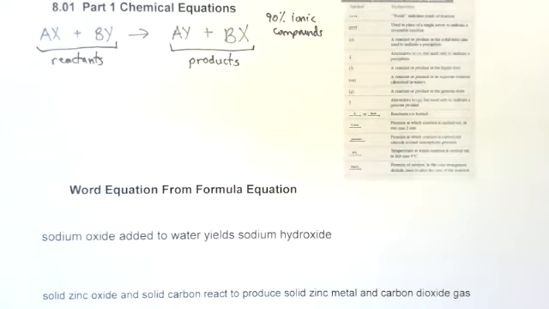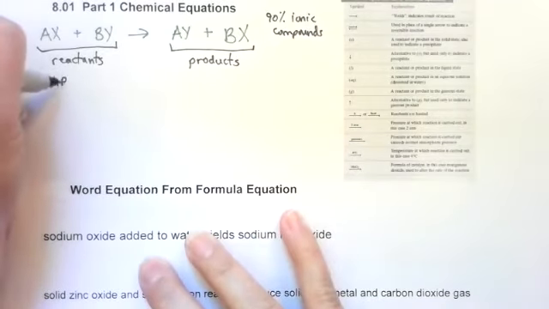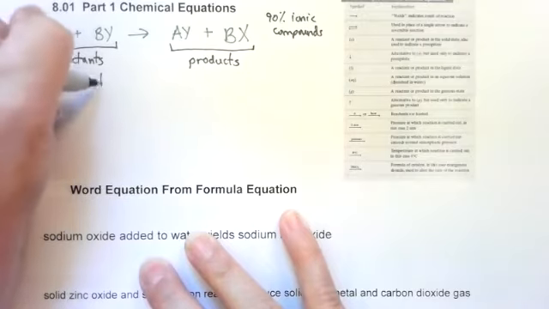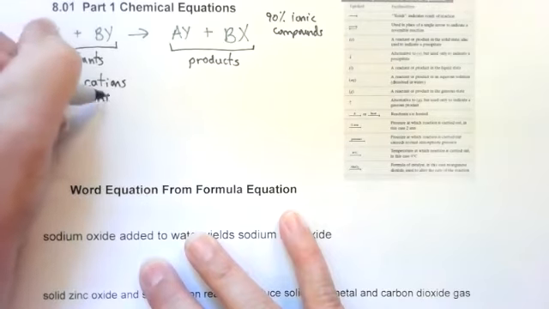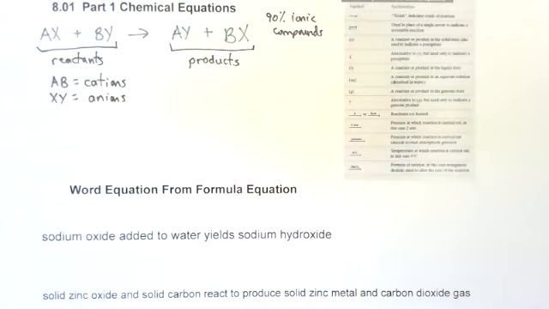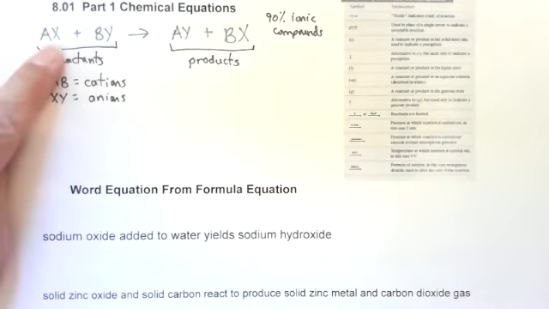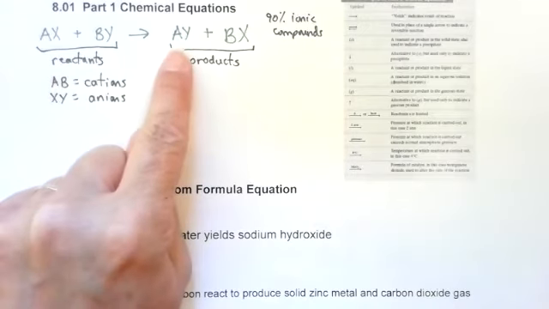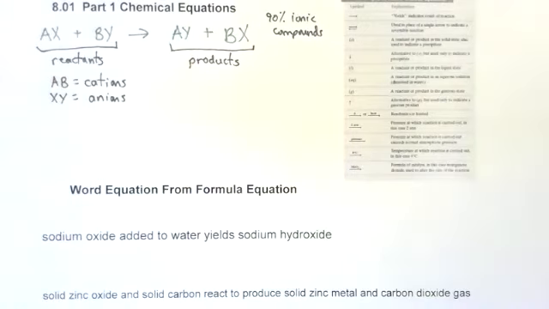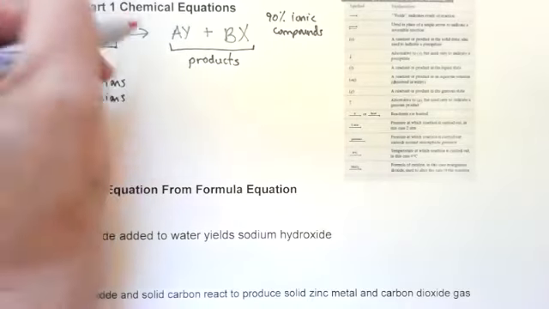Right off the bat, let's make sure you understand that A and B represent cations, and X and Y represent anions. In this reaction, I've taken a compound with a cation A and anion X, and cation B and anion Y, and you can see that they've switched. I just want to put that out right at the beginning. We talked about the fact that the arrow indicates the direction.